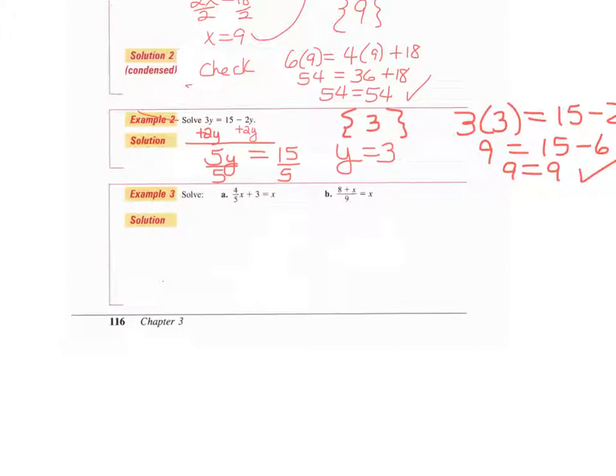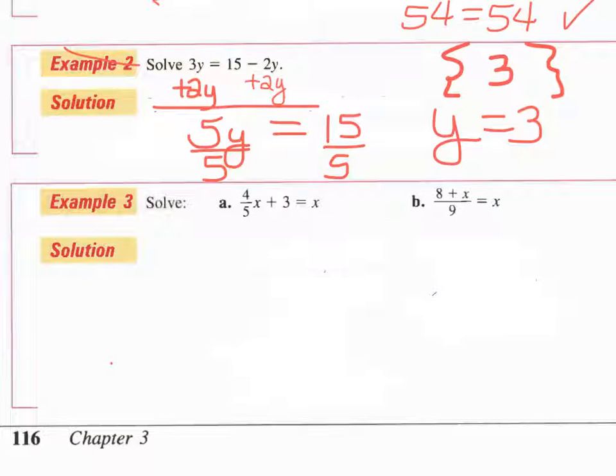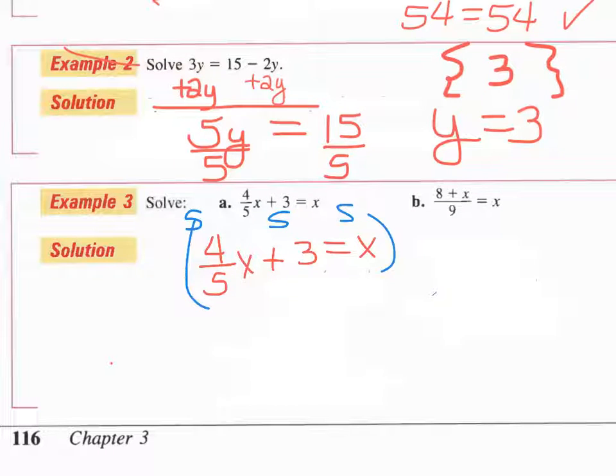Number 3, both A and B, notice we got some fractions here. So the first thing I'm going to do is clear my fraction. So I am going to take my equation and I'm going to multiply everything by 5 to clear out that fraction. So multiply this one by 5, this one by 5, and this one. So this would cancel this one, and I'm left with 4x plus 15 equals 5x. Now I don't have a fraction to deal with, and now I can just group my like terms.